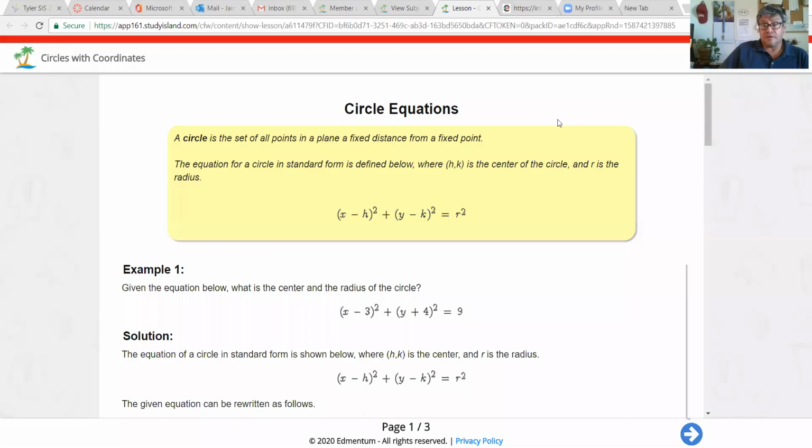Okay, we are doing circles with coordinates, and I'm going to chop up this lesson into several little video files and see what we get. So on the first topic, we are looking at circle equations.